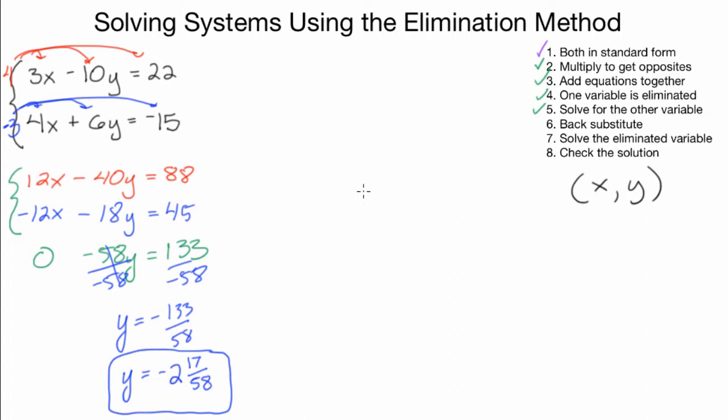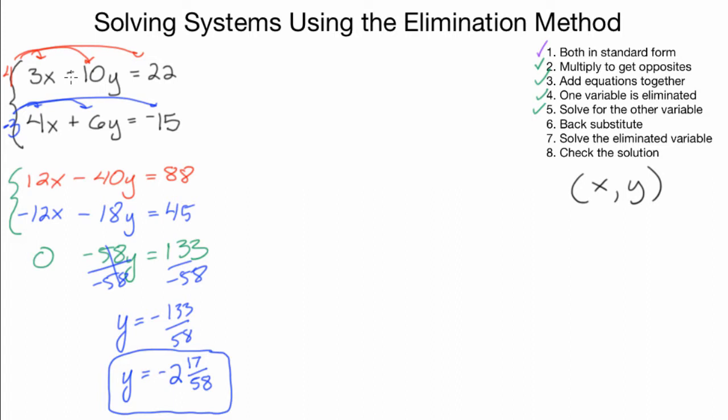But now let's look at the other steps. Normally we would back substitute and solve for the eliminated variable and then check our solution. But I'm feeling a little apprehensive because negative 2 17/58 is this huge ugly fraction. I'm not very excited about substituting that in for y and then doing the work to solve for x. Most people aren't very comfortable with fractions. So I want to show you another trick.